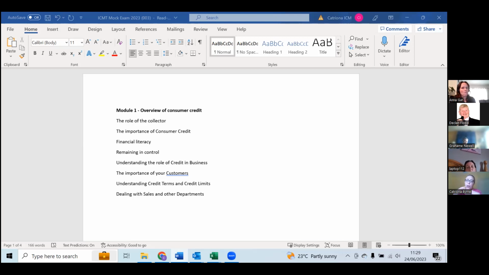So the start of the module talks about the importance of consumer credit and how it impacts the lives of day-to-day people. It delves into financial literacy. So, it's a really useful chapter for yourselves actually, in terms of being able to assess where you're at financially, whether you're in a strong position or not. It talks about budgeting. It talks about making sure that you don't get deep into debt. It happens to anybody.